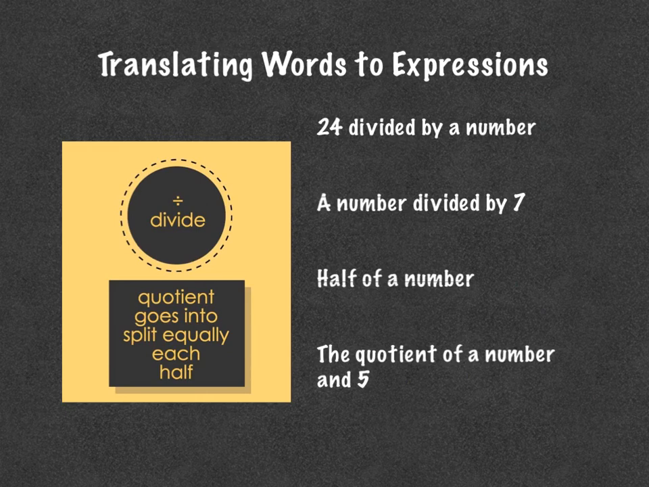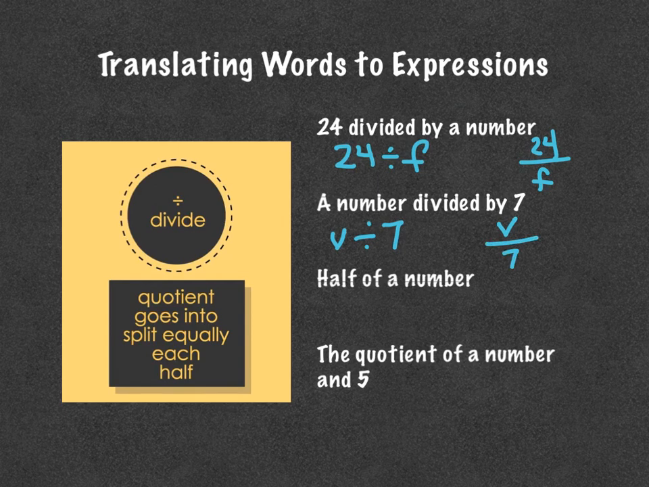All right, let's do these with variables. So 24 divided by a number. So we'd have 24 divided by, let's say, f. Now again, if we wanted to write this in fraction form, we would have 24 over f. A number divided by 7. So I'm flip-flopping them here. 24 divided by a number would be 24 divided by f. A number divided by 7, so I could do v divided by 7. In fractional form, v over 7.